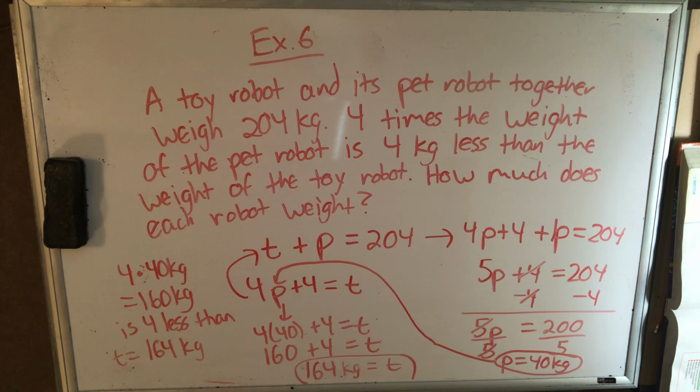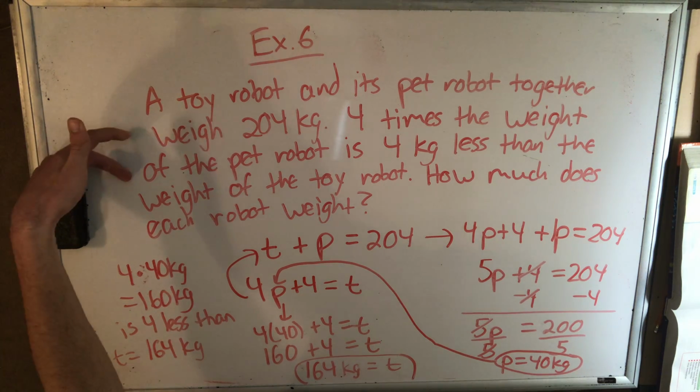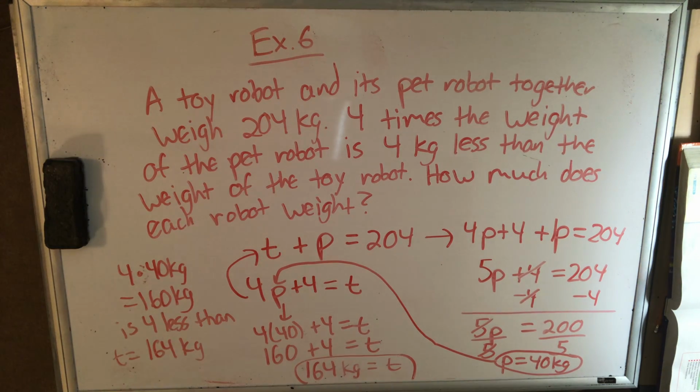So our values obtained for the weight of the toy robot and the weight of the pet robot are consistent with the information in the first 2 sentences of the word problem, so we know we have the correct answer.